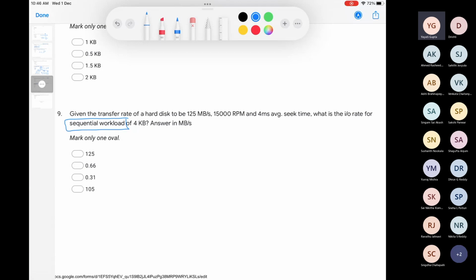You just have to read the next sector because it's a sequential workload. So in the case of a sequential workload, your input output rate is actually equal to your data transfer rate, which is 125 MB per second. And this was the answer.